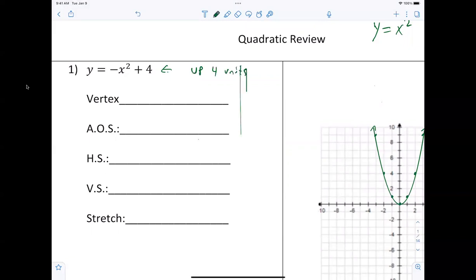And does anybody remember what the negative does? It what? Yes, very good. Thank you. It reflects over the x-axis.